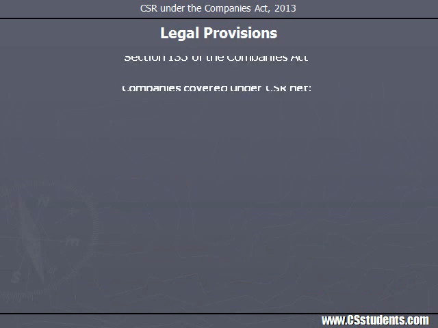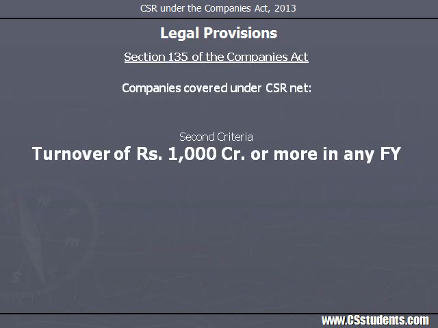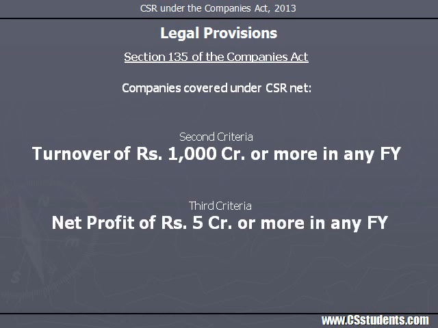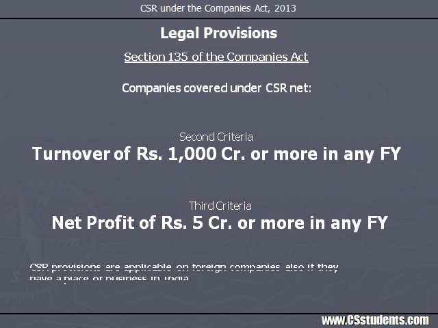The second criteria is turnover. The companies having turnover of Rs 1000 crore or more will also be covered under the CSR net. The third criteria is net profit. Company having net profit of Rs 5 crore or more during any financial year shall be in the CSR ambit. CSR provisions are also applicable on foreign companies having place of business in India and falling in any of the above criteria.